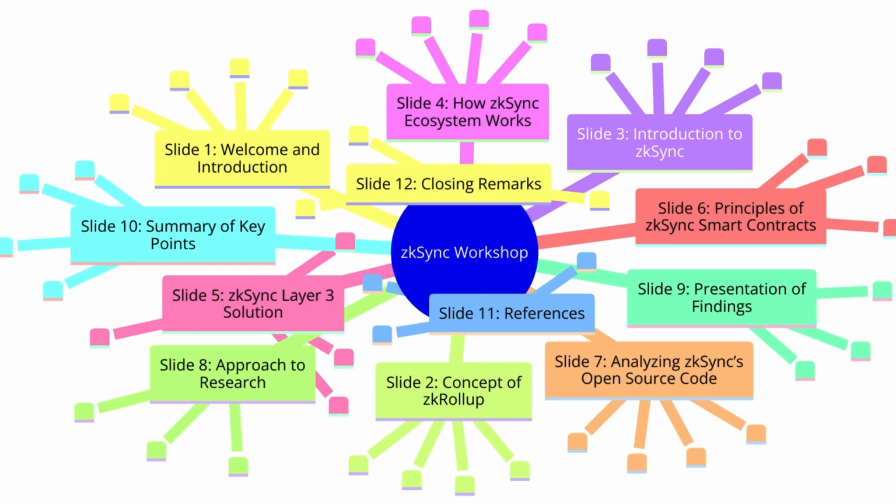zkSync smart contracts are crucial for the secure and efficient operation of the zkSync network. These smart contracts handle the validation of transactions and maintain state integrity. Key principles include trustlessness, allowing users to interact without intermediaries, and scalability, achieved through zero-knowledge proofs. Security is a top priority, with rigorous audit practices in place to identify and mitigate potential vulnerabilities.